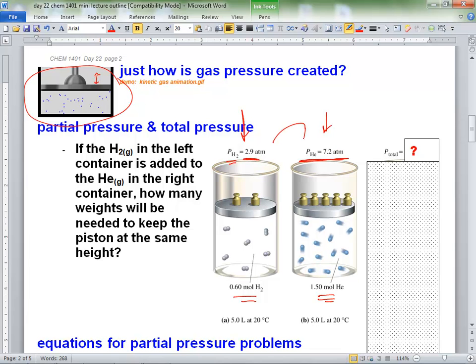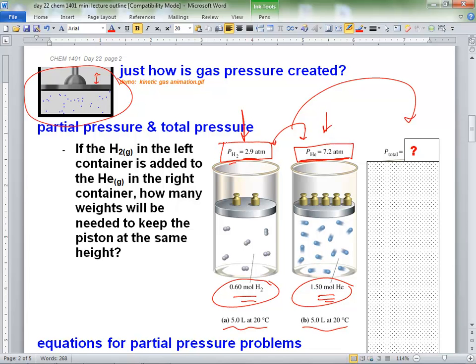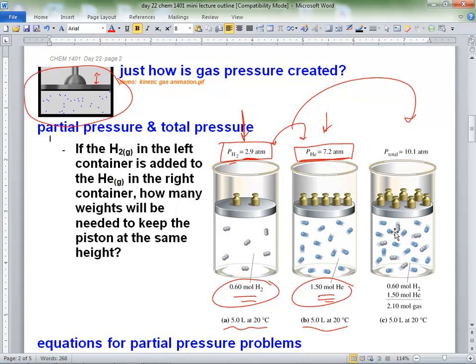But if you take these two containers, put them together into the same container, what would be the total pressure, Frankie? Right? Because I'm adding 0.6 moles of hydrogen. You can get all the specifics here, but this is what you're supposed to be focusing on. The pressure solely due to hydrogen is 2.9. The pressure due solely to helium is 7.2. Just add them together, and you'll get the total pressure of 10.1.